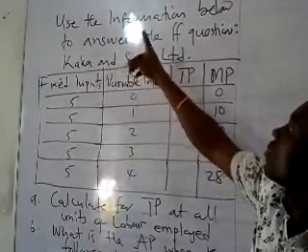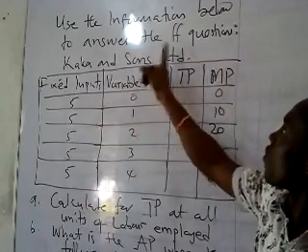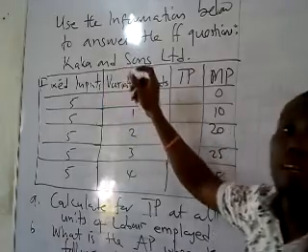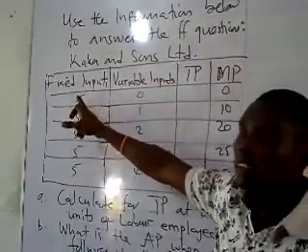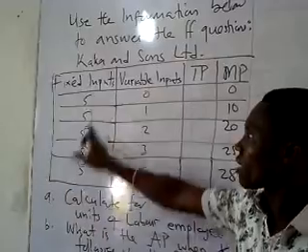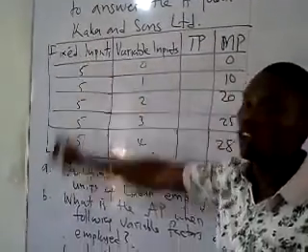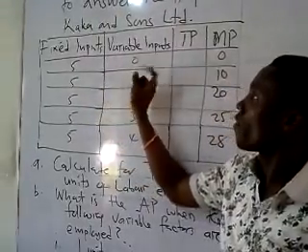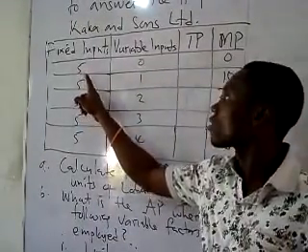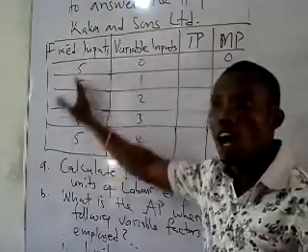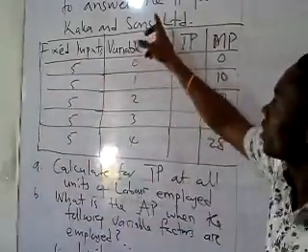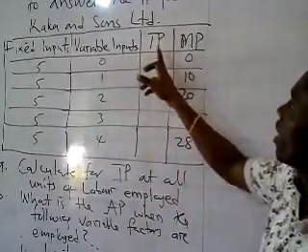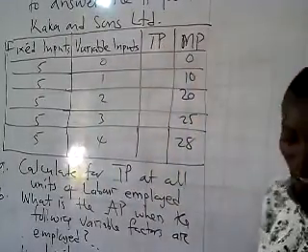Use the information below to answer the following questions. This question is related to Kaka & Sons Limited. So you've been given the fixed input. As I said, fixed inputs are all inputs that do not change. So you can see that when the first unit of the variable factor was employed, fixed input was 5 units. It didn't change throughout production. You've been given some quantities of the variable factor from 0 to 4 units, and then total product and marginal product.